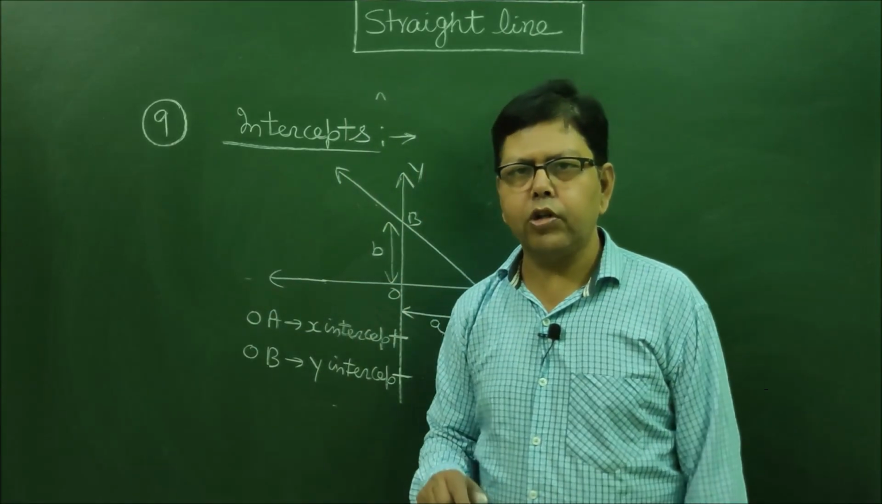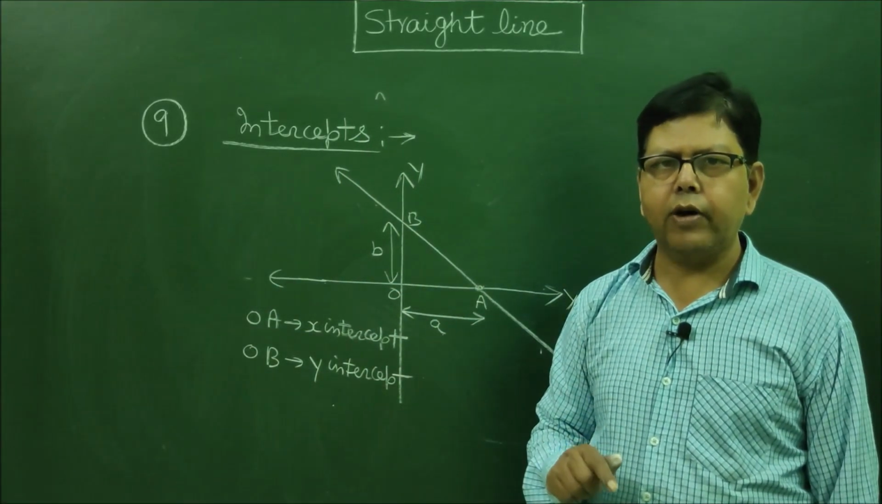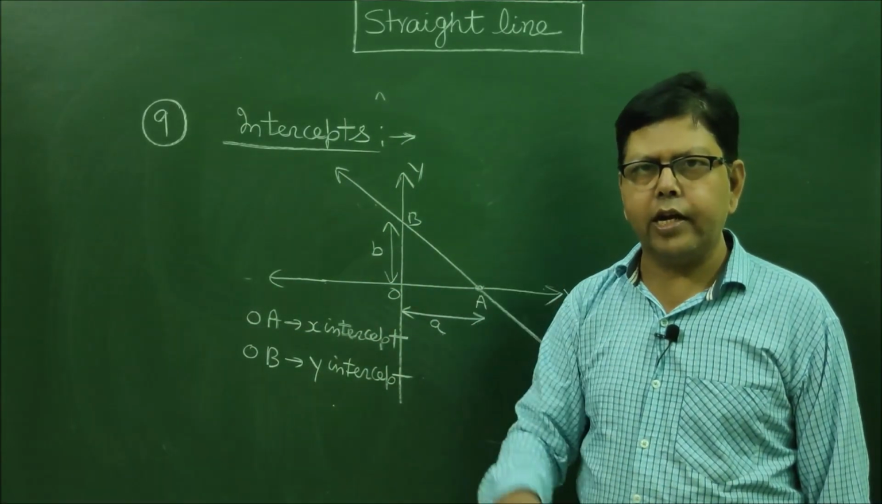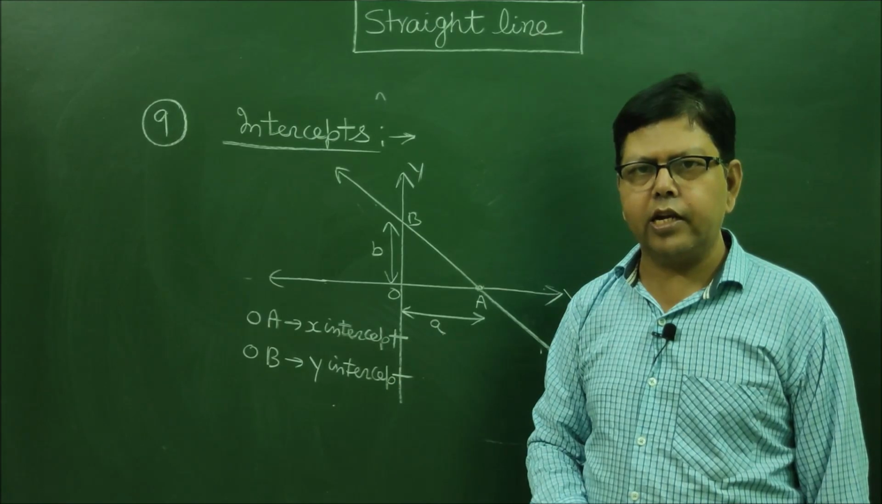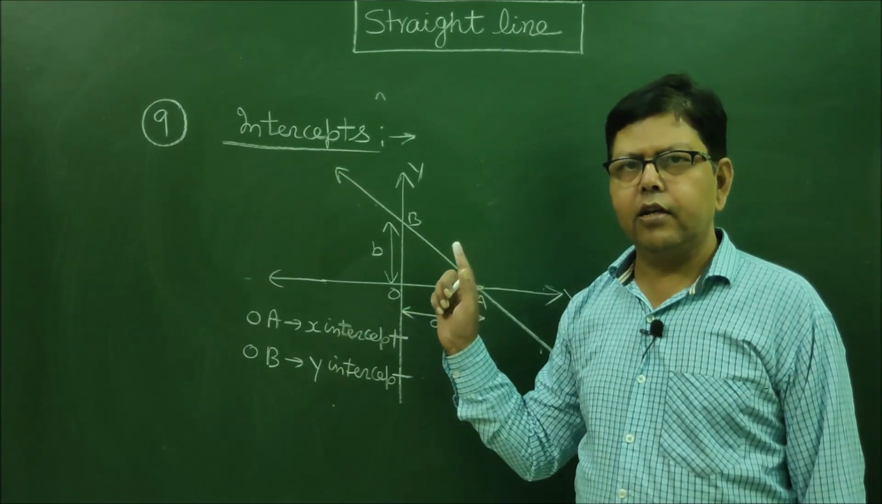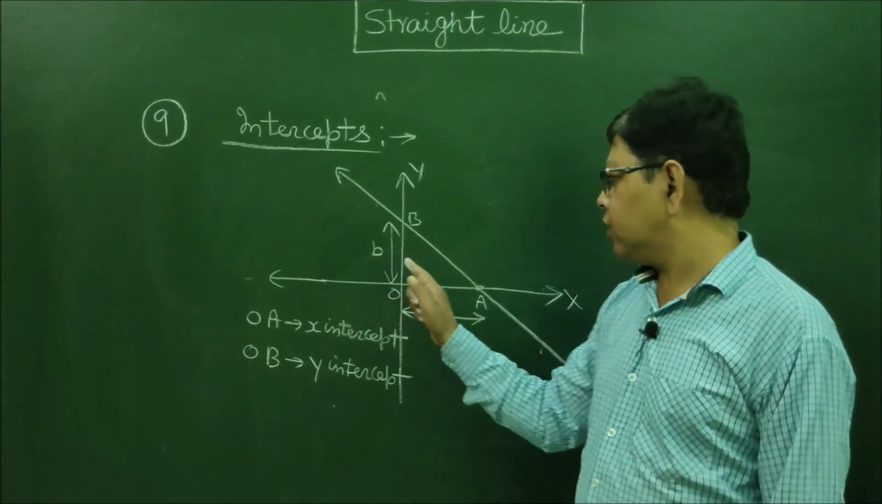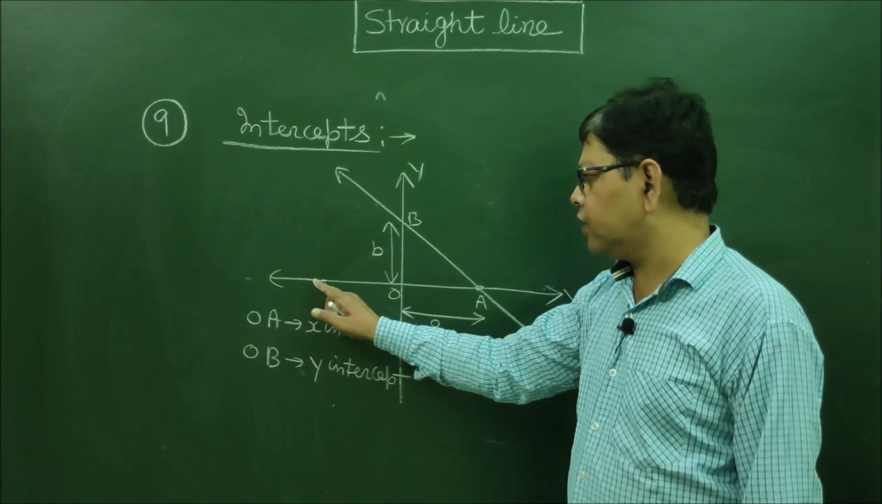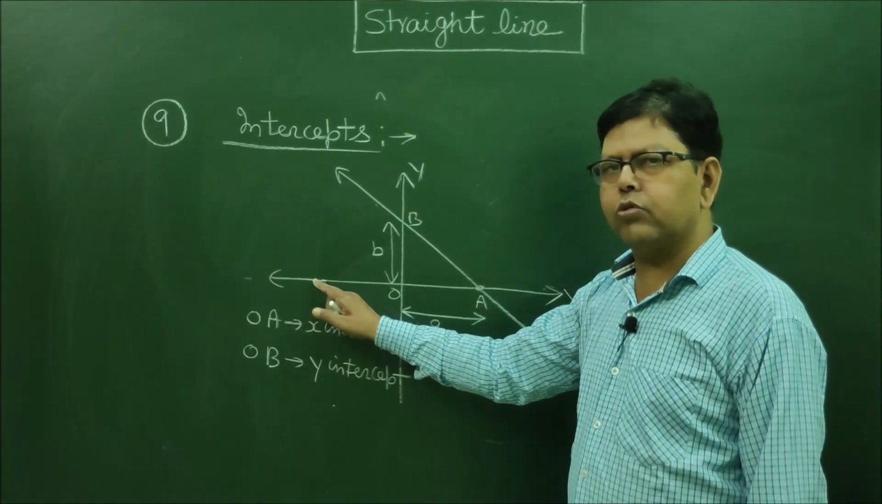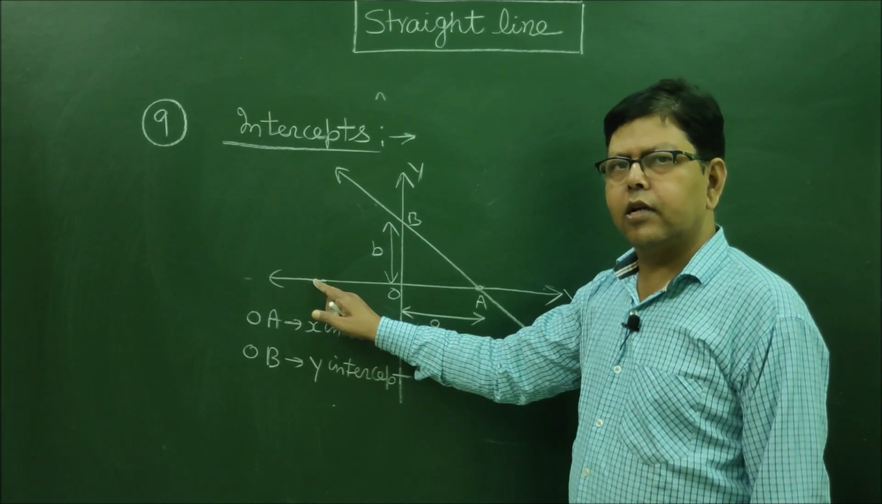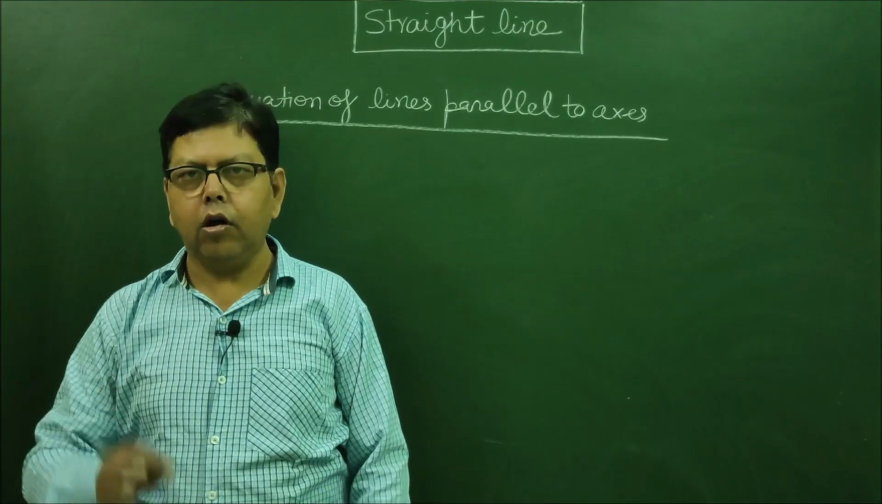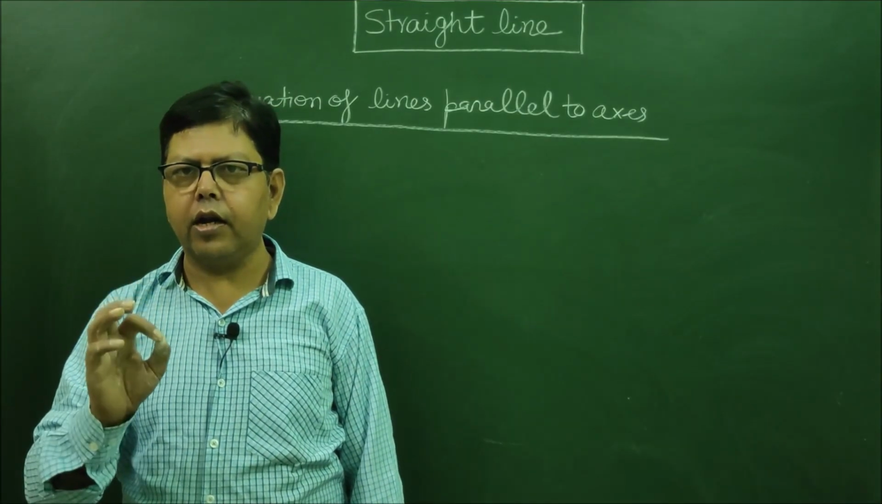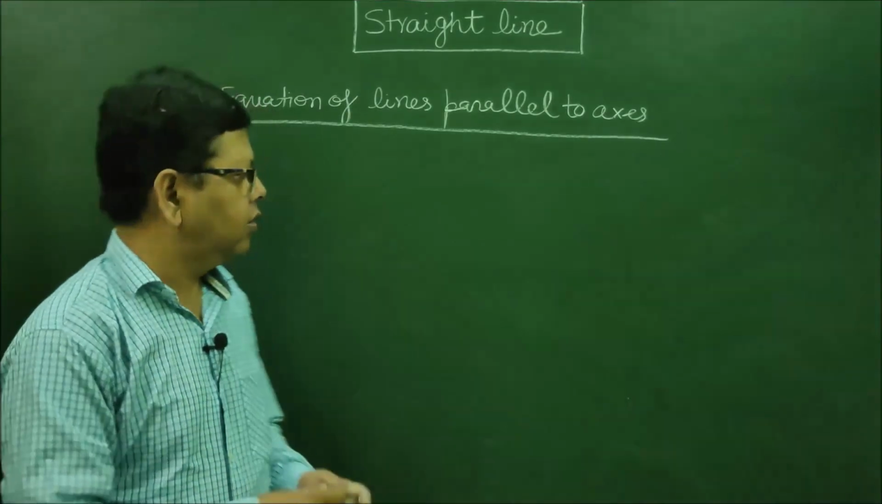Means on the positive y-axis, y-intercept is positive, on the negative y-axis y-intercept is negative. On the right hand side x-intercept is positive, and on the other side if the intercept is made, then it is negative. So it can have both signs, positive as well as negative. Now equations of line parallel to axis.